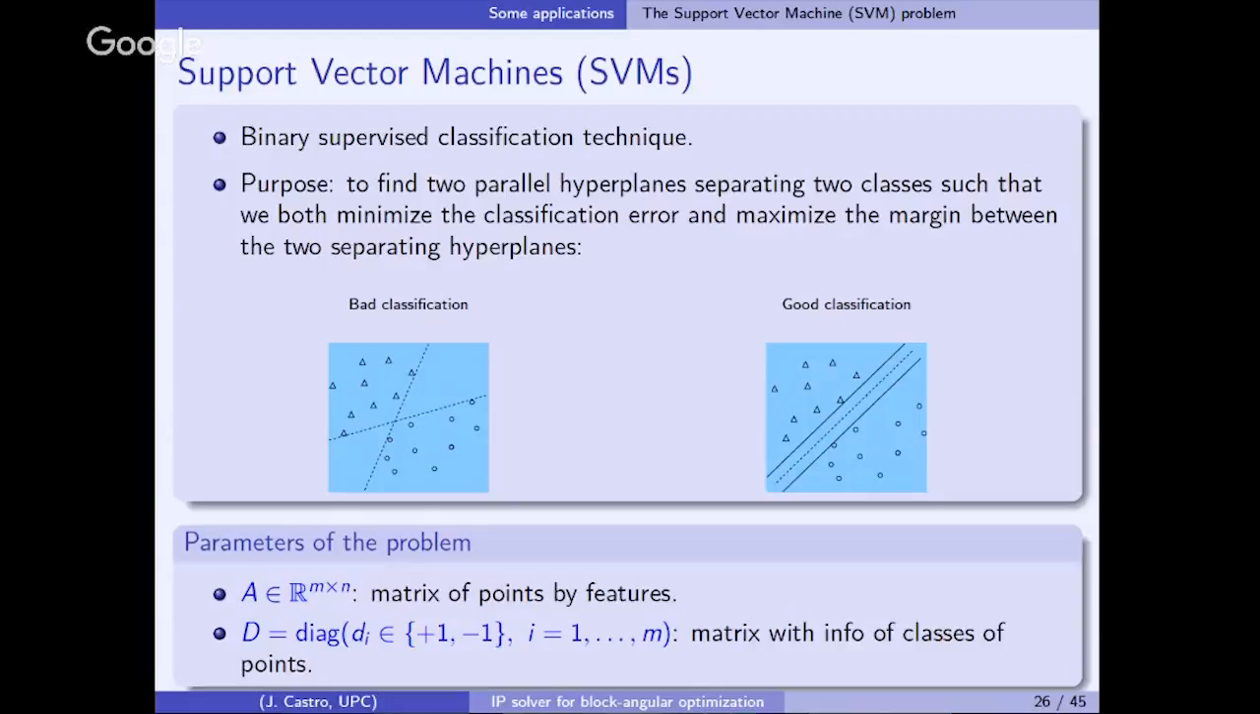Well, which data do we need to solve that problem? We need the matrix of n points and features. Features is the number of attributes for each point. And we also need a diagonal matrix, where the diagonal terms tell us whether the point i belongs to class +1 or -1. So triangles are +1, circles are -1. That's the idea of a support vector machine.